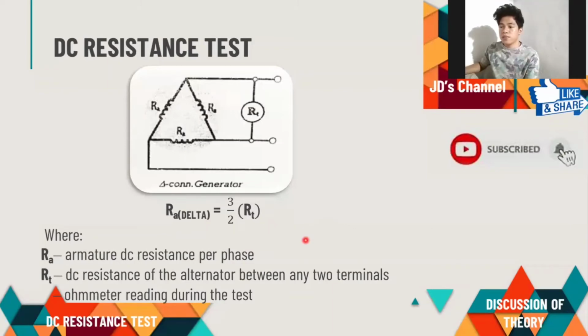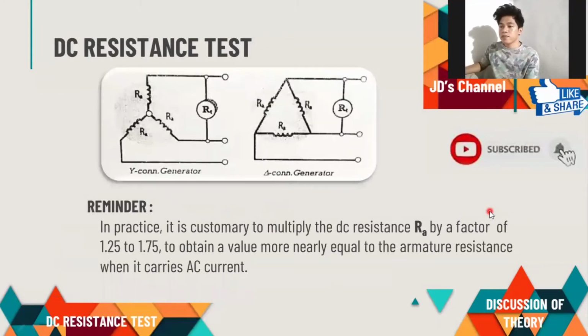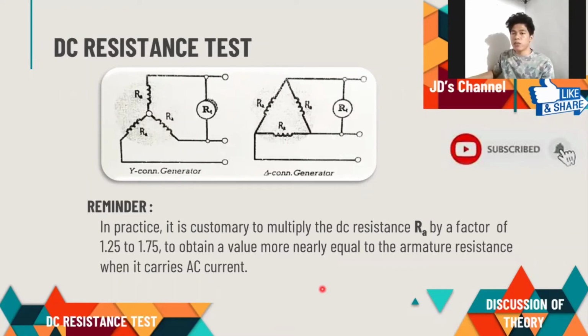So reminder, class, in practice it is customary to multiply the DC resistance RA by a factor of 1.25 to 1.75 to obtain the value more nearly equal to the armature resistance when it carries AC current. So the factor ranges from 1.25 to 1.75. But in the problem, the multiplier is usually given. If it is not given, just assume 1.5. But mostly it is given in our problems.